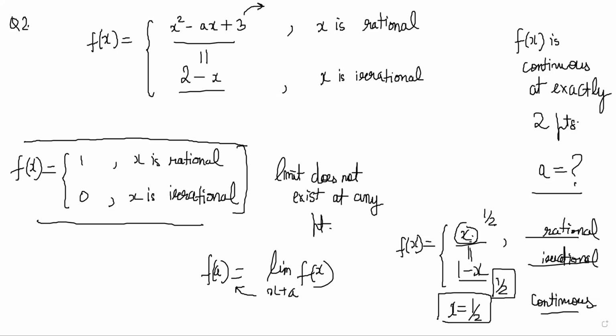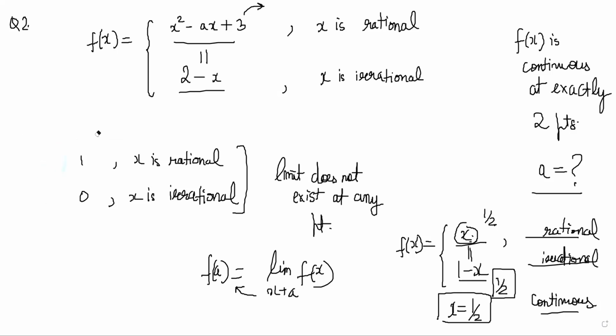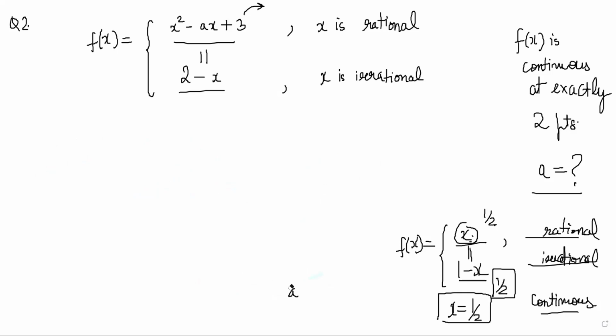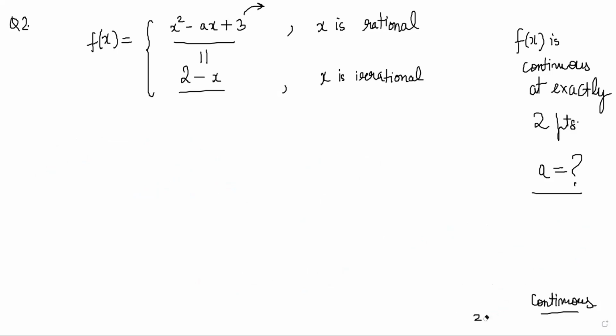So now I have to just solve the quadratic equation. You have to solve x square minus ax plus 3 is equal to 2 minus x, and it has two roots, right? And only at those will it be continuous. So from there you can get the range of a also, right? Yes. So let's do that.